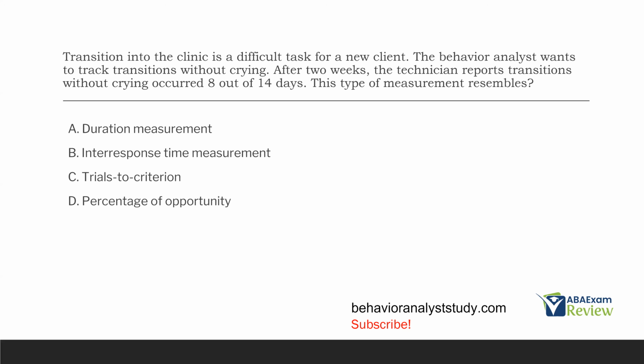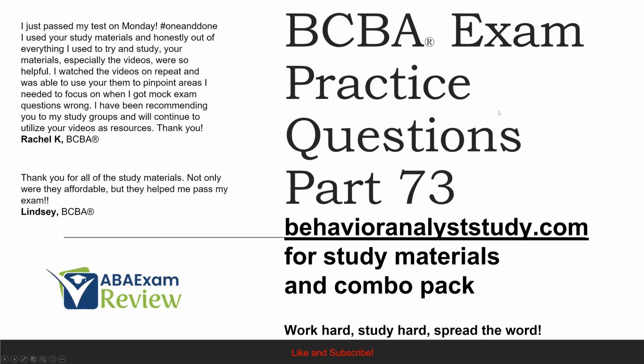What we're doing is percentage of opportunity. Of opportunities available, 14, what percentage did they engage in the target behavior? 8. So the type of measurement that this resembles is D, percentage of opportunity.